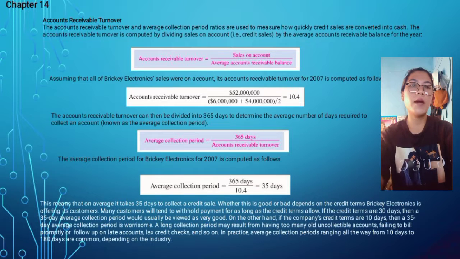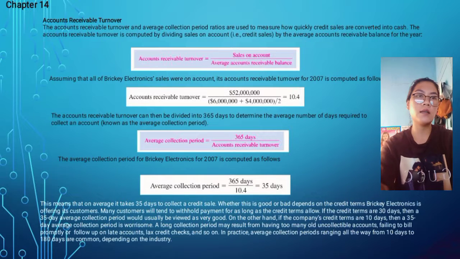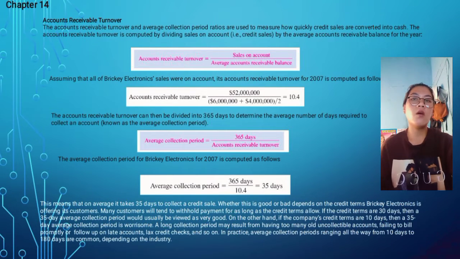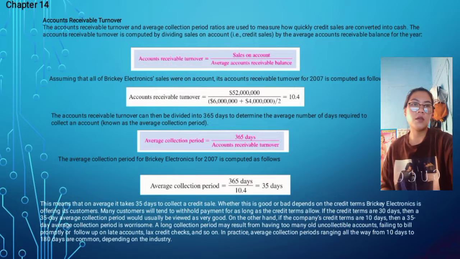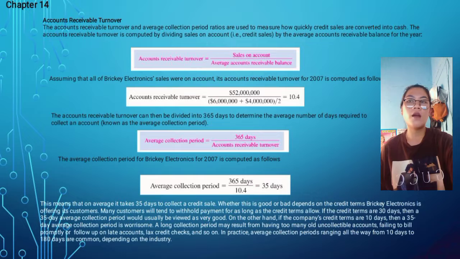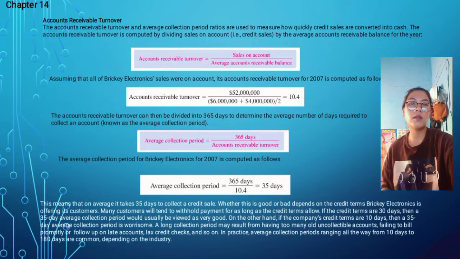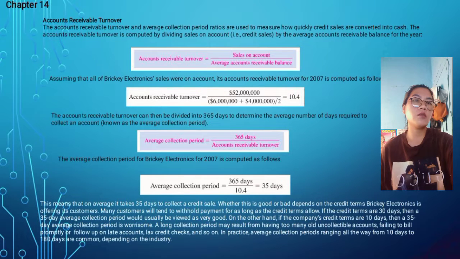Whether this is good or bad depends on the credit terms Bricky Electronics is offering its customers. Many customers will tend to withhold payment for as long as the credit terms allow. If the credit terms are 30 days, then a 35 day average collection period would usually be viewed as very good. On the other hand, if the company's credit terms are 10 days, then a 35 day average collection period is worrisome, and a long collection period may result from having too many old uncollectible accounts, failing to bill promptly or follow up on late accounts, lax credit checks, and so on.